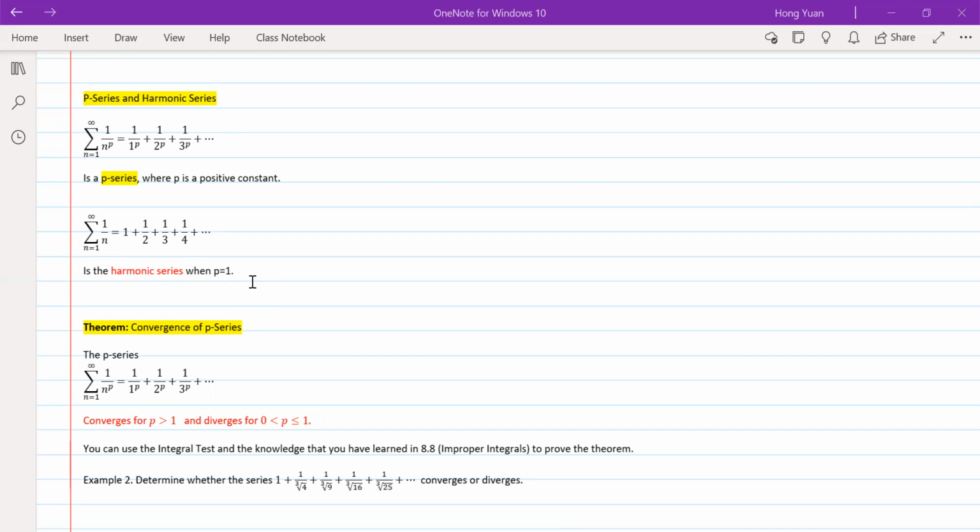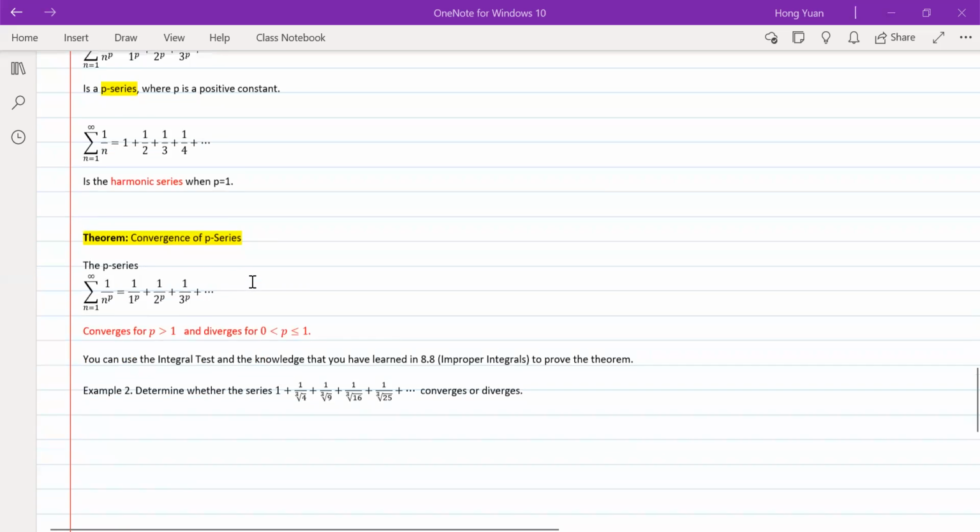You can use the integral test. First of all, this P-series satisfies the conditions of the integral test. Then apply the integral test, compare the series with the improper integral. Then use the knowledge we learned in 8.8, how to determine whether an improper integral converges or diverges, to make the decision if the P-series converges or diverges.